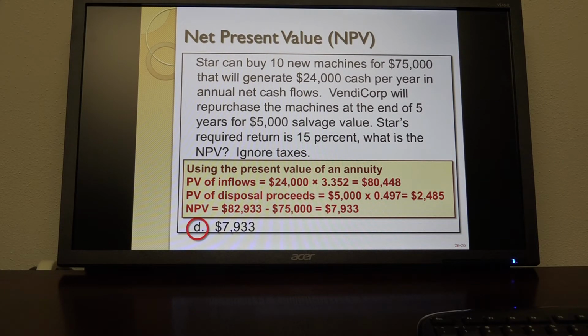And so after you do all this, you add the present value of inflows plus the present value of disposal proceeds, which is also an inflow, together to come up with 82,933. From that, you subtract the net present value of the cash outflows, which is your initial investment of $75,000 in these machines. Net present value is a positive number of 7,933.